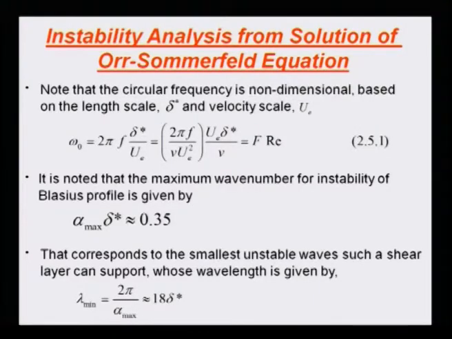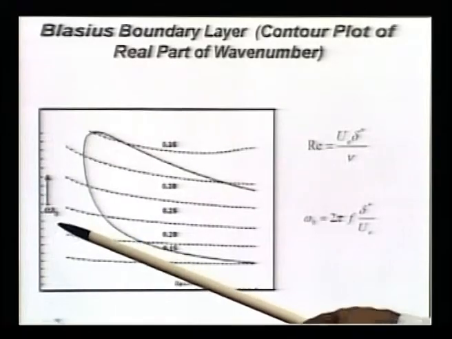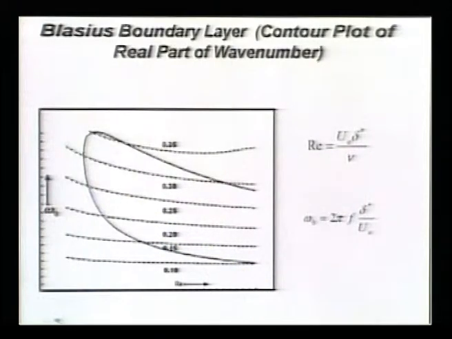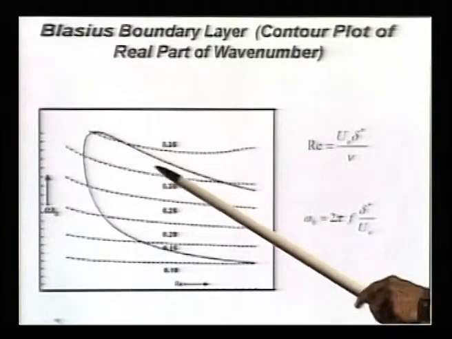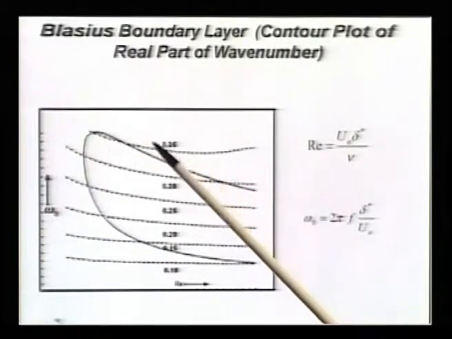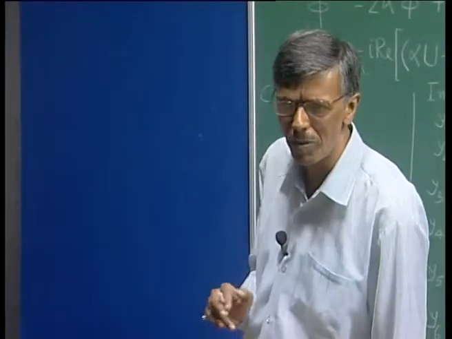Okay. Let me show you something also, which is perhaps in the next slide. This is what we need to look at. We are now looking at the alpha r contours, the real part of alpha contours, again in the same Re, omega naught plane. Again what we are doing is drawing the constant alpha r contours, which are like this. What is this solid line? This is that neutral curve. We have just simply kept it for our reference purpose.